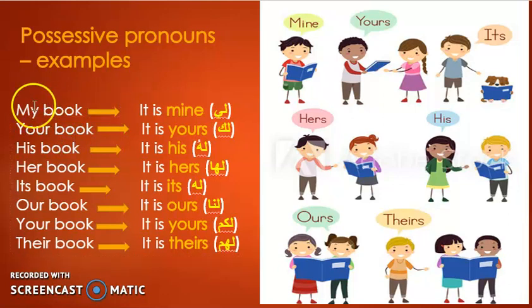So let's do a kind of recap. So possessive adjectives are followed with a noun. These are the possessive adjectives, and these are the possessive pronouns. Possessive pronouns are not followed by a noun because they replace the noun. I hope that this is clear to you and you can now differentiate between possessive adjectives and possessive pronouns.